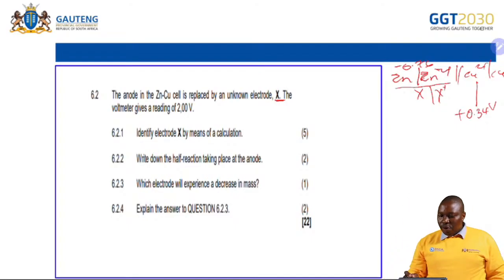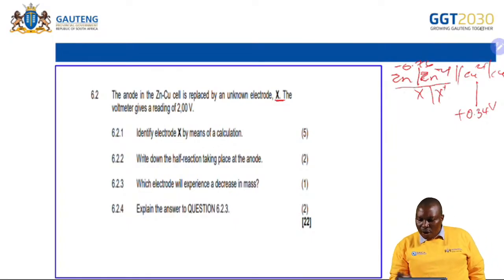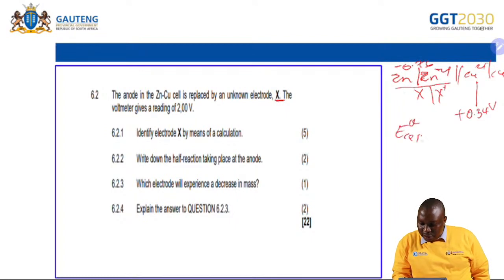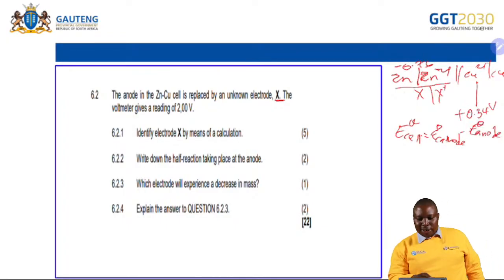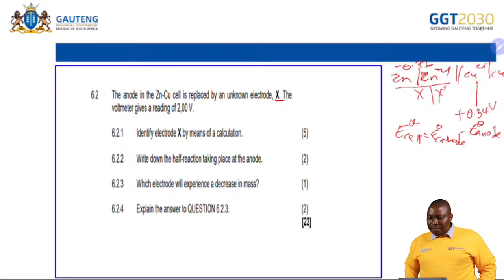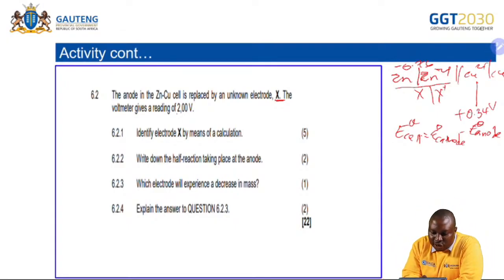Now when we replace, the voltmeter reading changes, it becomes 2 volts, which means you are having EMF, which is E of a cell. Remember what we said is E cathode minus E anode. So you are able now to write E cathode minus E anode. When we are saying that, we are simply saying by means of a calculation show. So you copy the formula.